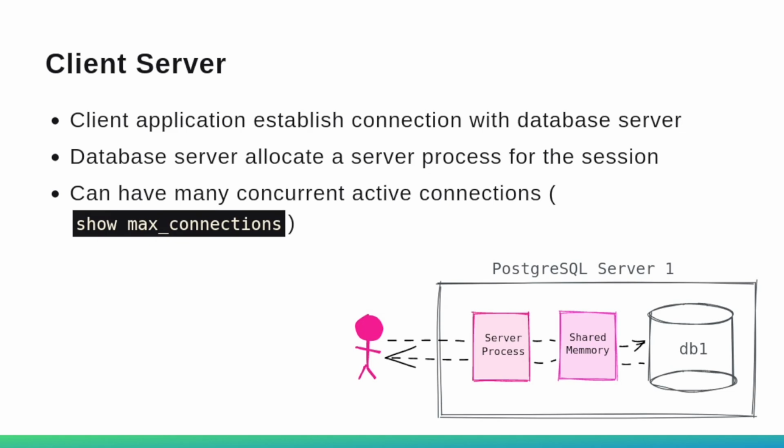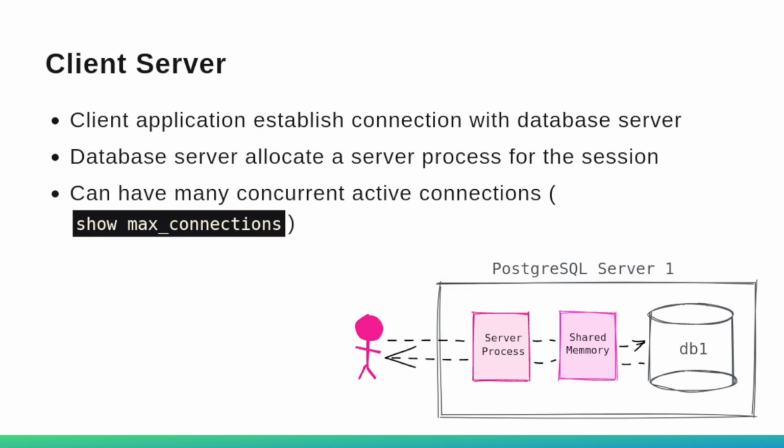So Postgres uses a client-server architecture. This means that a client application establishes a connection with the database server. Now, the database will allocate a server process for each connection, okay? You can have multiple connections at the same time, and you can see how many by executing the command show max_connections.